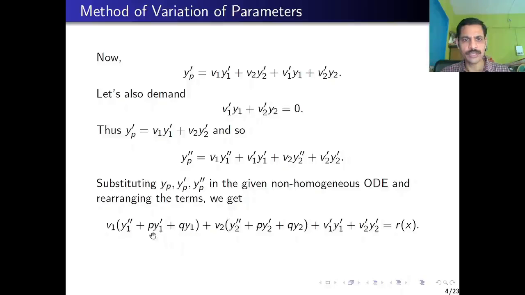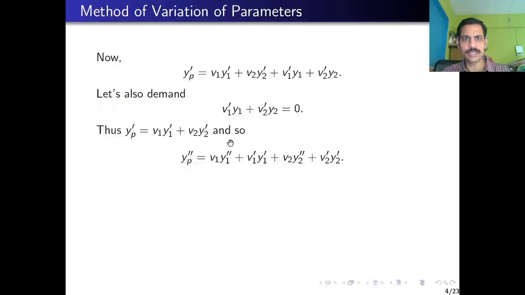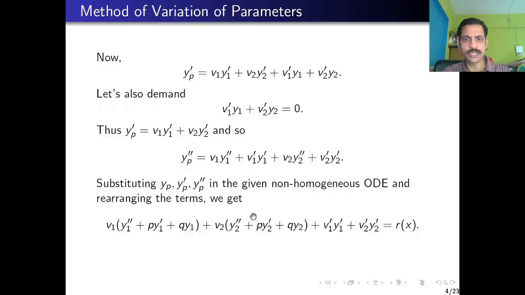So it is clear that in this equation we have substituted for y'', y' and y using this equation and this equation to get this equation.